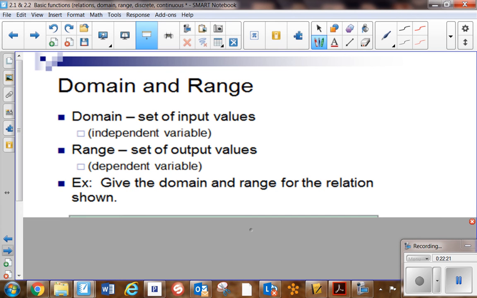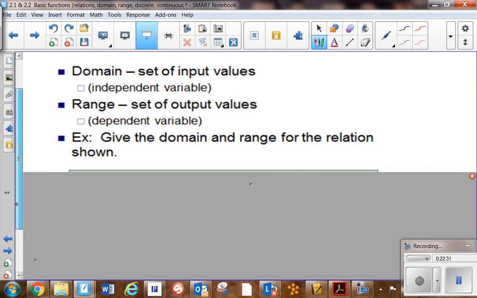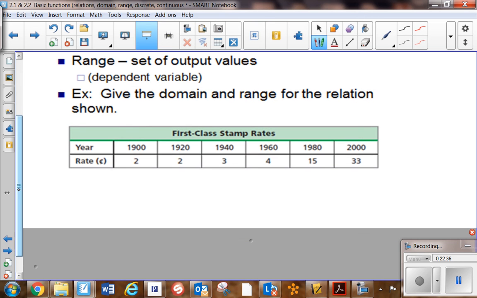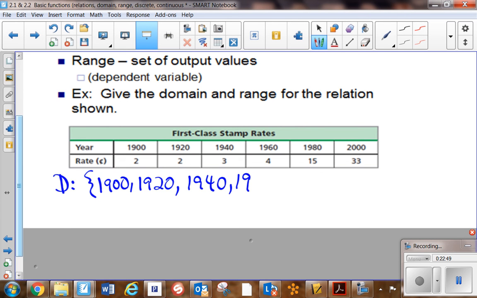So domain is the set of input values. They're the independent, right? Range is what comes out. It's the output values. It's the dependent variable. And let's do one, I've got a chart here. What would the domain be of this chart? The years. So it'd be 1900, 1920, 1940. So see, in this case, the domain is years.